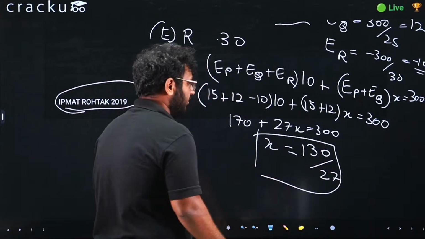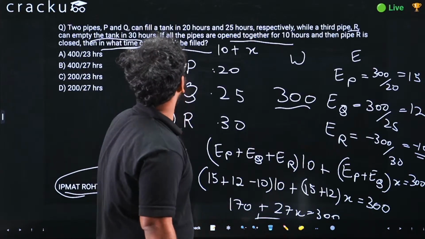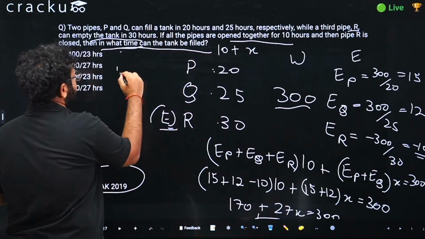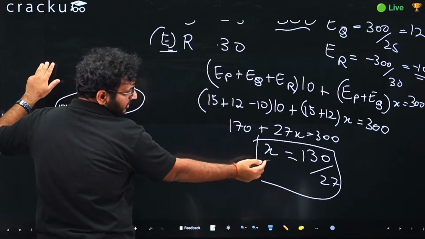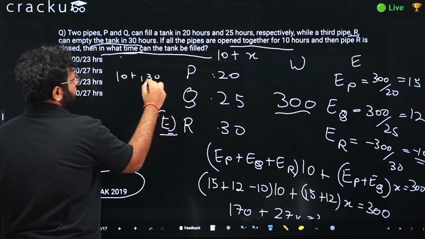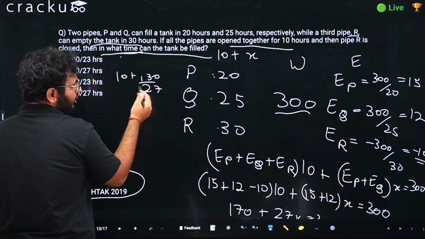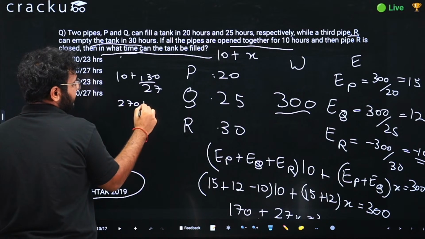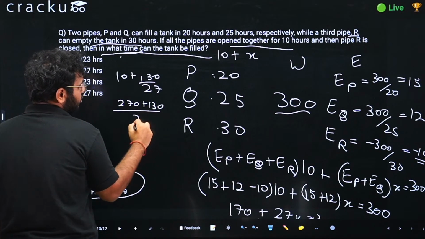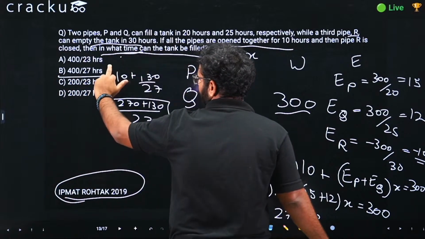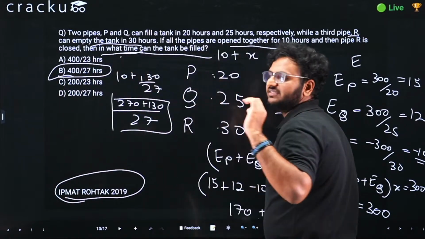So I got the value of X. Now they are asking for the total time. So total time is 10 plus X. So 10 plus X is 130 by 27. So 10 27s are 270. 270 plus 130 is 400. So 400 upon 27 is the total time. Hence option B, 400 by 27, is the correct answer.